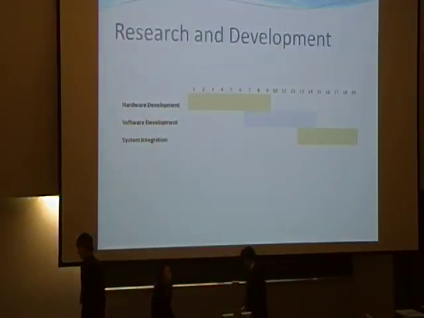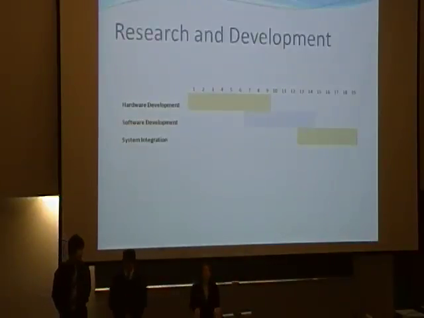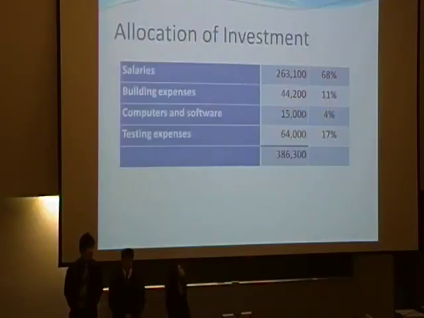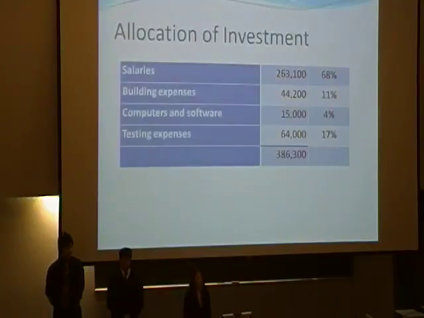So our research and development stage is going to take approximately 19 months, with 9 months of that being hardware development, and then 8 months for software development, and 7 months for systems integration. As you can see above, some of these stages overlap each other. So for our research and development stage, we would require funding of $386,300, and it would be allocated 68% to salaries, 11% to building expenses, 4% to computers and software, and 17% for testing expenses.